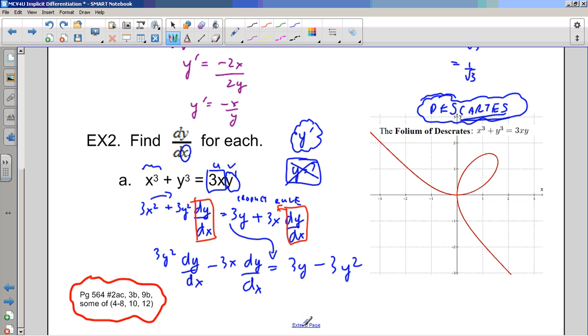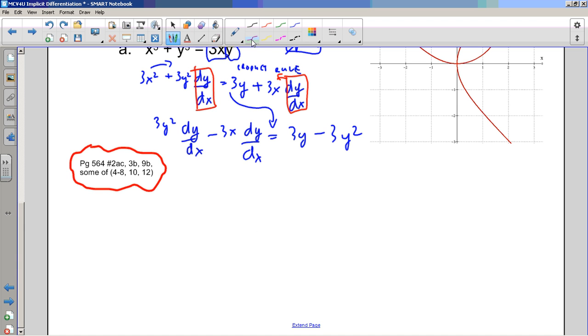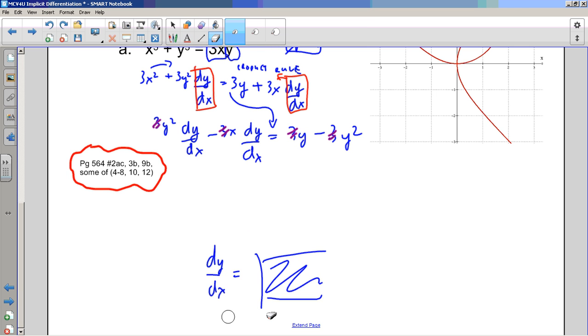Notice everything's got a 3 in it. 3 is everywhere. I could just divide everything by 3, right? Simplify things. And then because remember, I know I'm done when I end up with dy by dx equals something, right? I don't have that yet. Actually, I got two of them still.